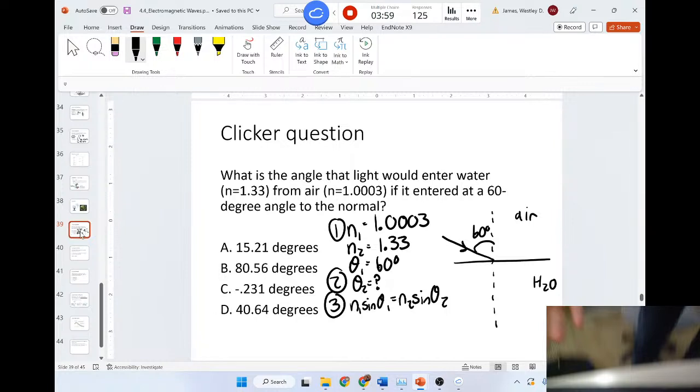Actually, I'm going to do some algebra. We're solving for theta 2, so I will actually write the steps. I'm going to divide the N2 over. So sine of theta 2 equals N1 sine of theta 1 divided by N2. All I did was divide the N2 over. Nothing crazy there, nothing fancy. And I wrote it in terms of sine theta 2. I moved that just to make it easier to see.